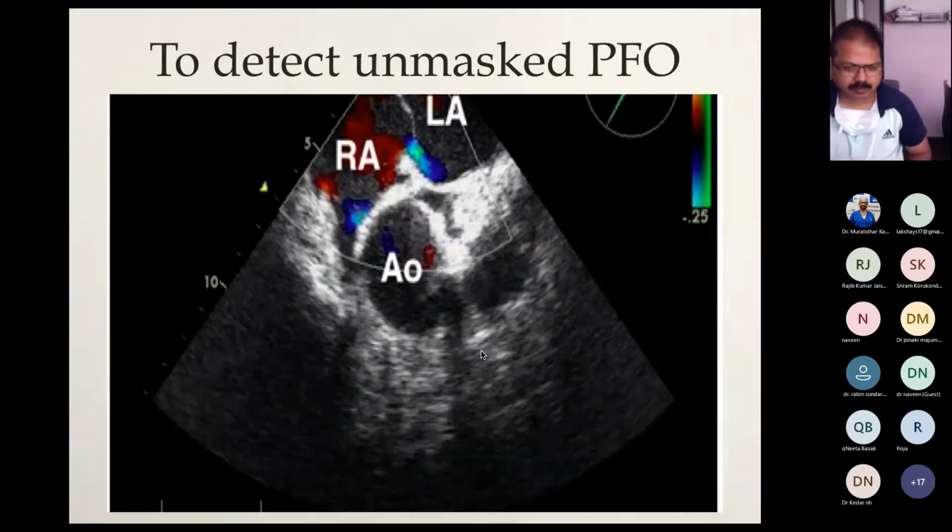And to detect the unmasked PFO. Sometimes pre-bypass, the PFO is not detected, as I mentioned. So in post-bypass, with the LVAD flow, when the LVAD is sucking blood from the LA to the LV, the LA pressure reduces. At that time, PFO may be more apparent. So you should always look for unmasked PFO, and at the same time, you can do the same maneuver, Valsalva, after post bypass to check if there is a PFO.